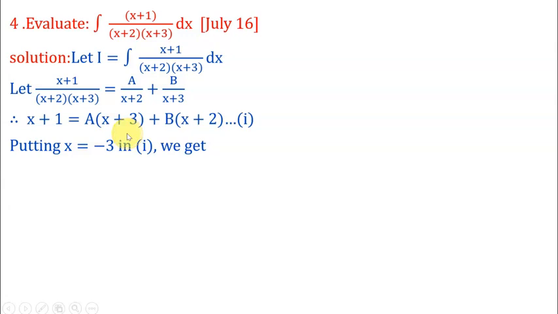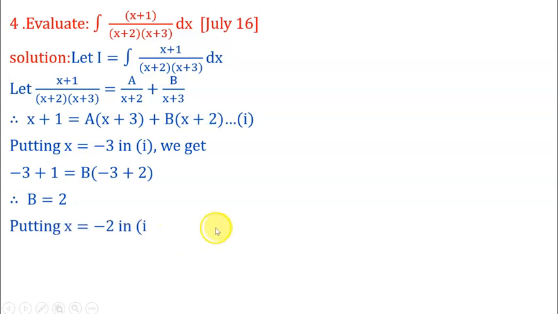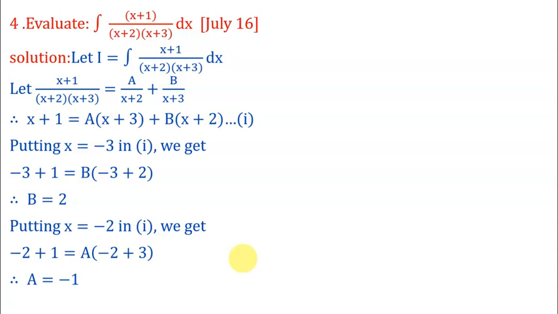Find the value of a and b. Put x is equals to minus 3, you will get your value of b. That is minus 3 plus 1, plus this a will become 0, plus 3 minus 3 will get cancelled. That is b in bracket minus 3 plus 2. Therefore, minus 2 is equals to minus b, so b is equals to 2. Putting x is equals to minus 2, then you will get your value of a. Minus 2 plus 1 is equals to a in bracket minus 2 plus 3. Therefore, a is equals to minus 1.